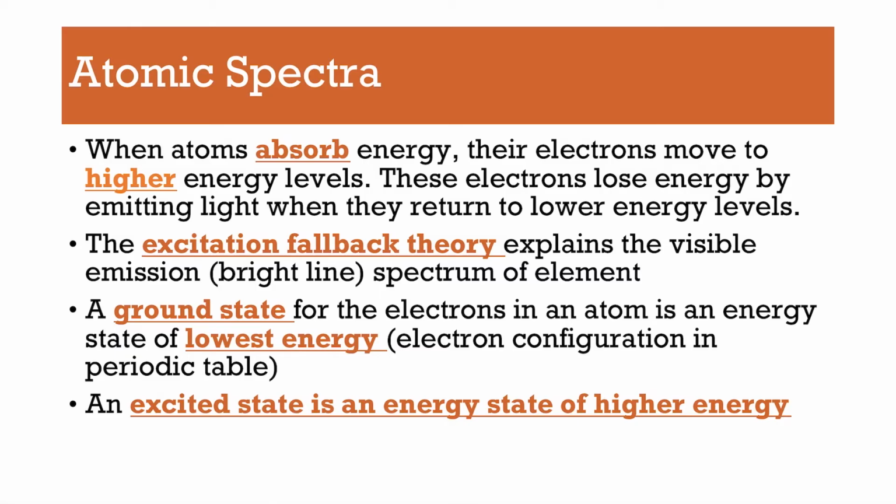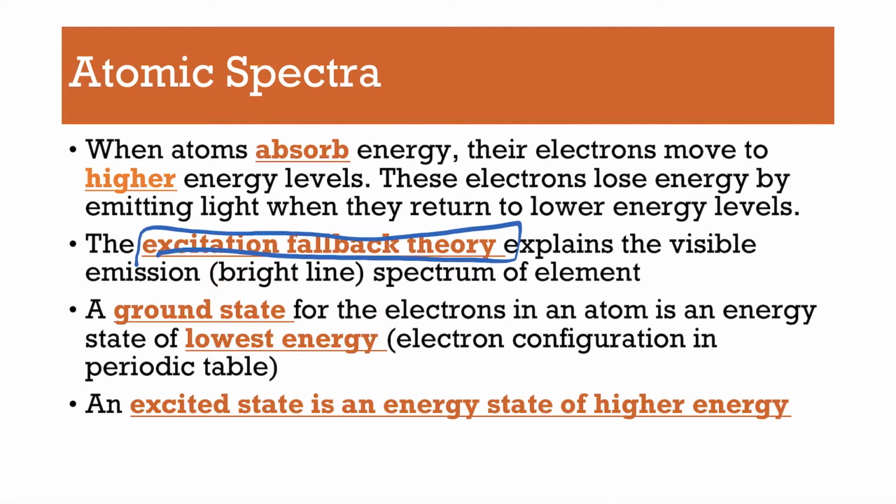Okay, atomic spectra, this is a lot of words, so let me break this down. When atoms absorb energy, the electrons move to a higher energy level. Once they absorb, they jump: absorb, jump. Then they don't stay in that excited state forever. They have to come back down to their lower energy levels. When they come back down, they release that energy in the form of light. That is what the excitation fallback theory says: when an excited electron falls back down, it releases energy in the form of light.